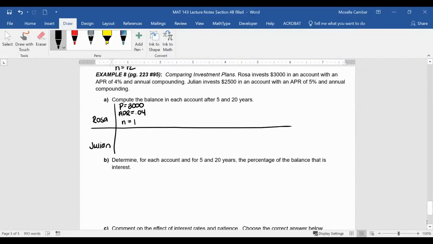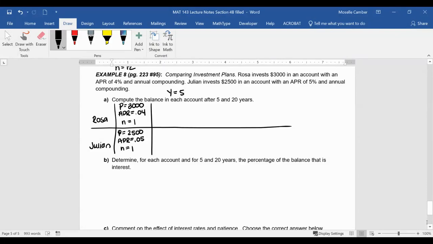Okay, Julian invests $2,500, so his principal is $2,500. An APR of 5%, so his APR is 0.05. And annual compounding, so his N is also 1. Now we're going to compute the balance in each account after 5 and 20 years. So let's say my Y is 5. So it's going to be 5 for both of them.